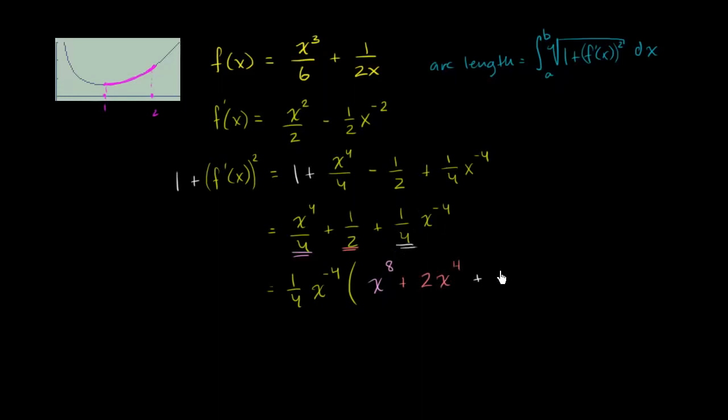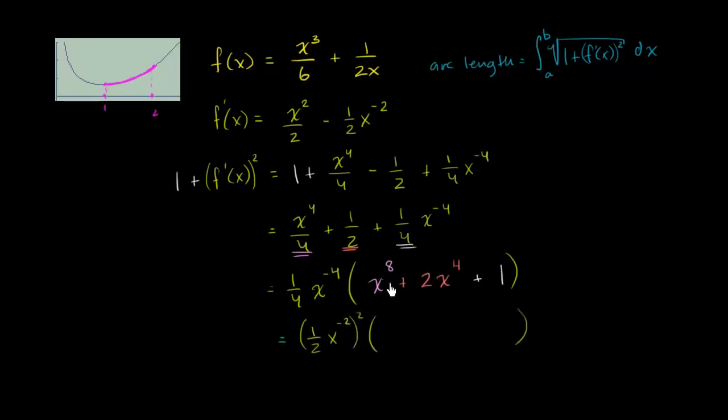So plus 1 plus 1. And now this is looking interesting, because this one right over here, we could rewrite as (1/2 x to the negative 2) squared. This is equal to, that same color, (1/2 x to the negative 2) squared.